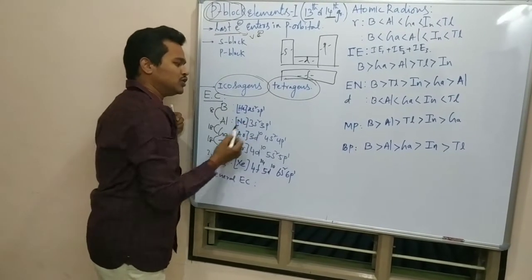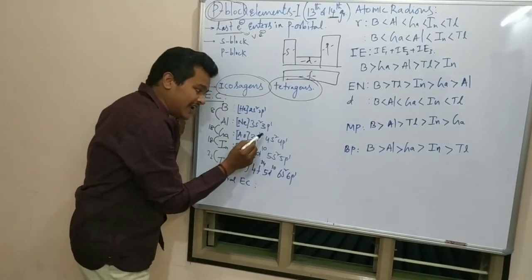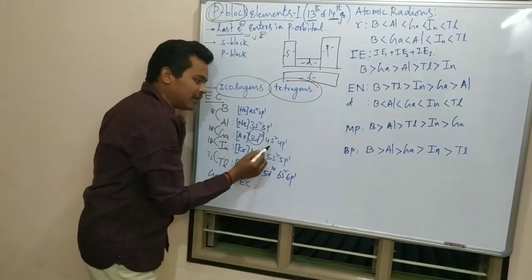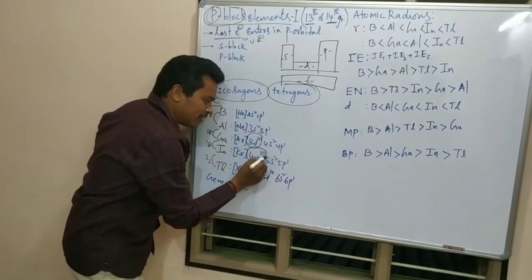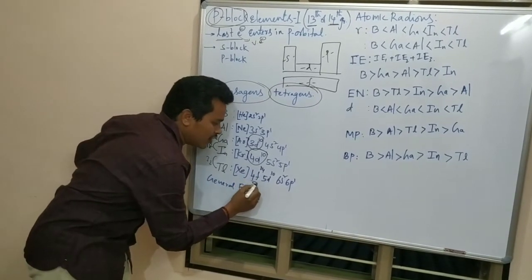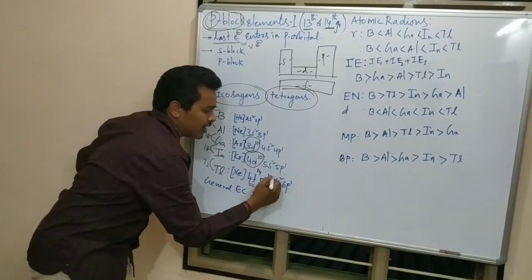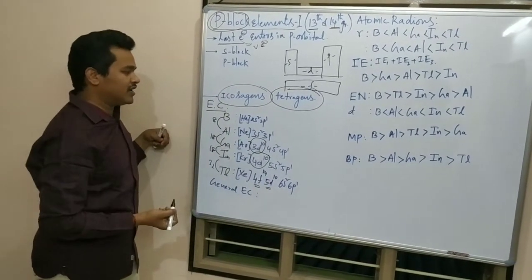Helium 2s2 2p1, and here 3s2 3p1. Here 3d10 4s2 4p1. Observe this: 4d10 5s2 5p1. Here 4f14 5d10 6s2 6p1. These are the electronic configurations.